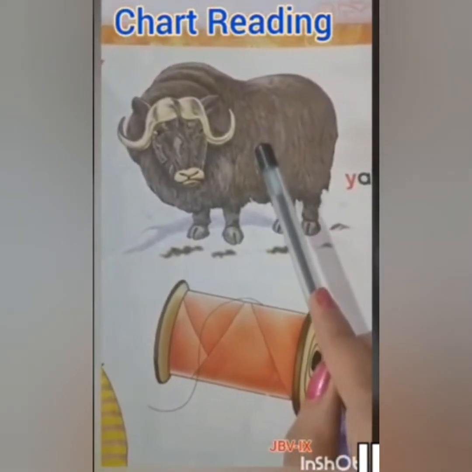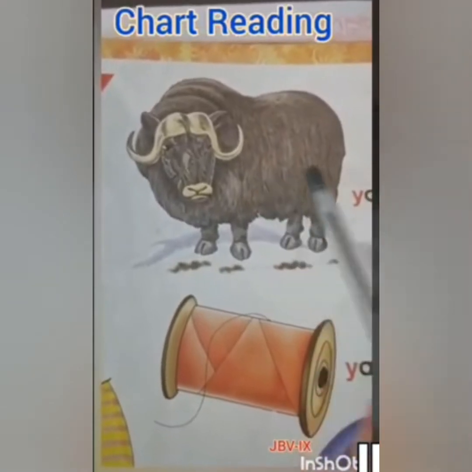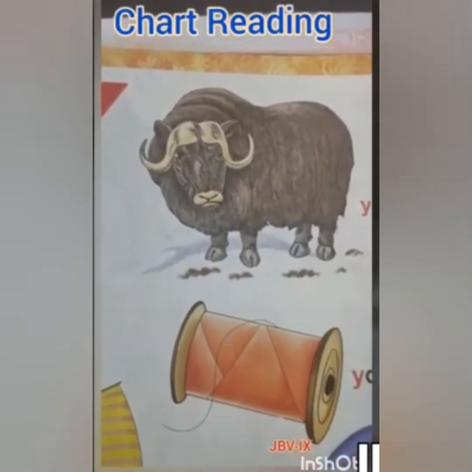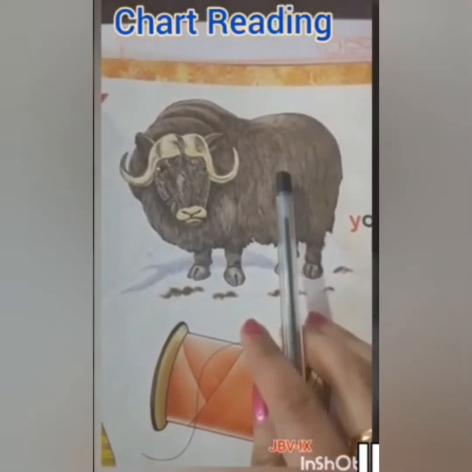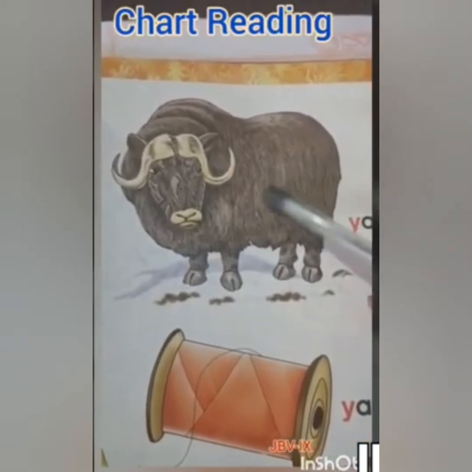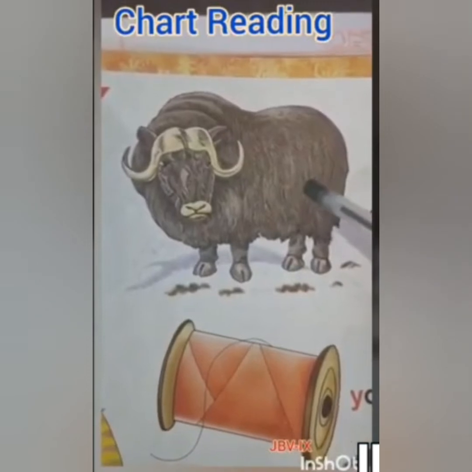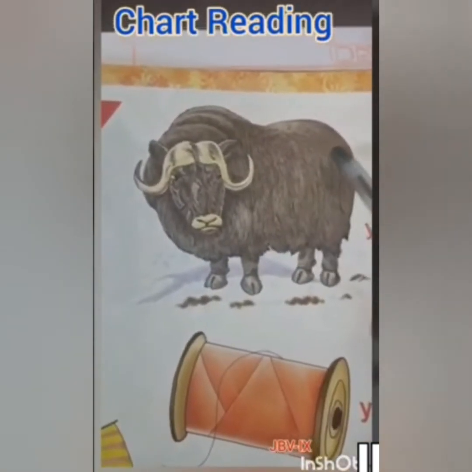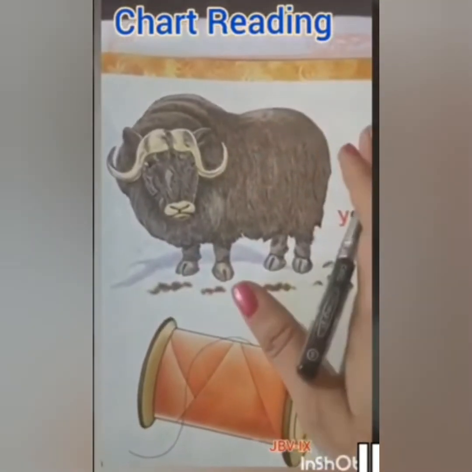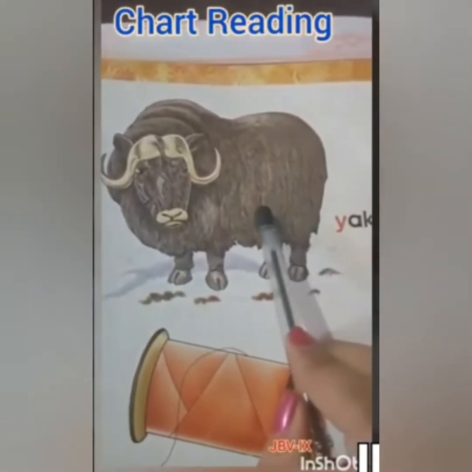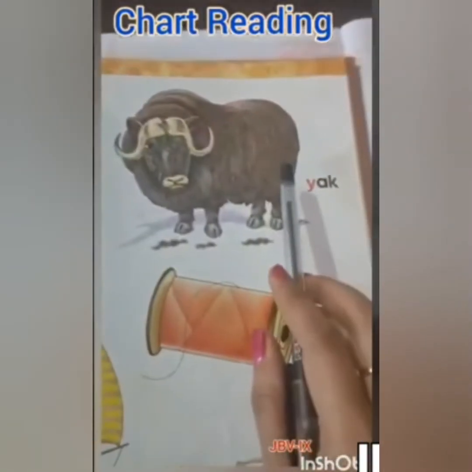Have you ever seen it, children? Yak is a long-haired cow-like animal which is mainly found in mountain areas like the Himalayan region. See, lots of long hair is present on the yak, na? All yaks have long hair which keeps them warm in cold places. So, they can survive in cold places. Y for yak.